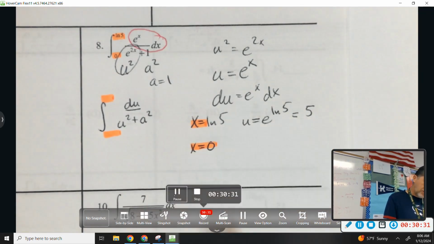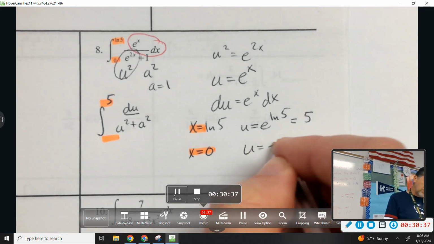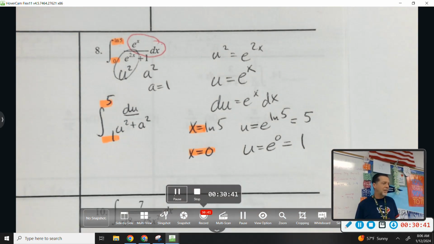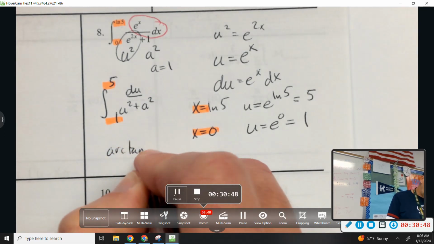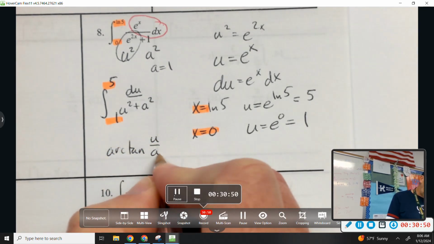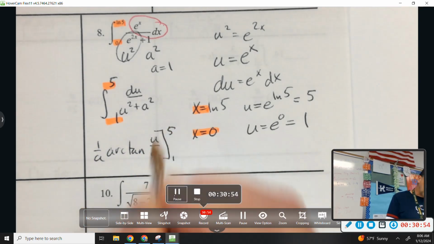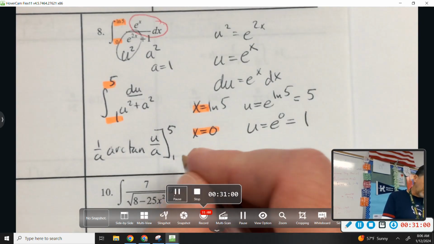All right, so 5 is my top limit. For my bottom limit, u equals e to the 0. Oh, that's a much easier one to deal with. That would be 1. So arctangent of u over a, with the 1 over a out front, from 1 to 5. a is 1, so that made this problem a little bit easier anyway.